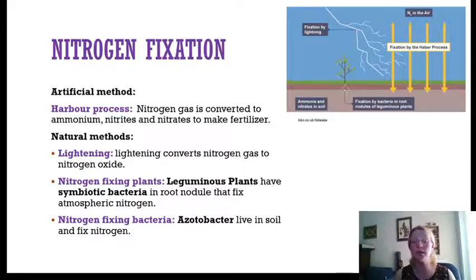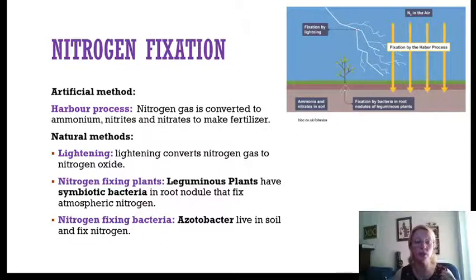Nitrogen fixing bacteria that you find in plants. Leguminous plants have got symbiotic bacteria, that we'll look at in just a moment, in their root nodules that can fix atmospheric nitrogen. And then there's also nitrogen fixing bacteria living in soil, so free living in soil, that can fix nitrogen. So we've got various different species of bacteria involved in these things.